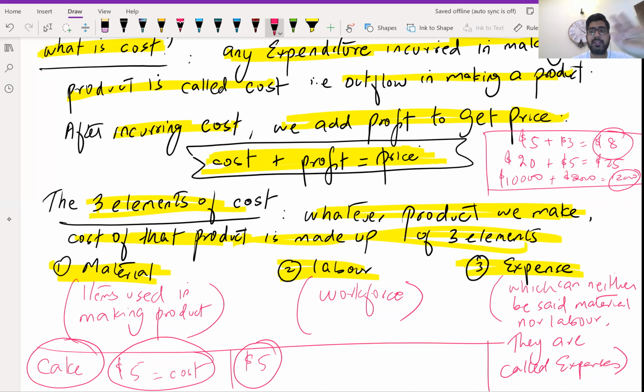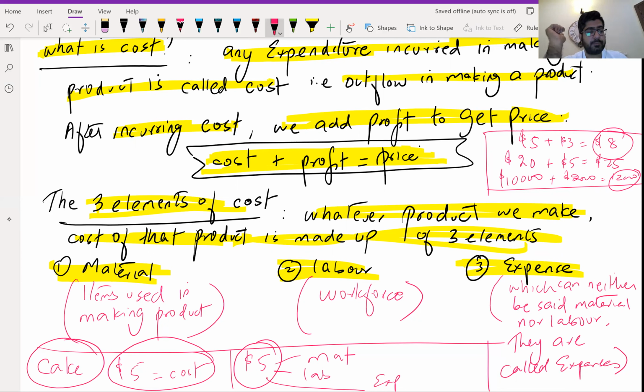It will always be made up of three things. Were some items used in making cake? Yes. Flour, eggs, butter, sugar, some items were used in making cake. That is called material. Was some worker involved in making cake? Yes, labor. Did making of cake require the consumption of some electricity or gas? Yes. So you cannot say electricity or gas is my material. No, they're not items used. You cannot say they are my workers. They're not your labor. You can call them expense. Now challenge, find a fourth item. You can't. Because whenever a product is made, the cost is always made up of three things: material, items used; labor, workers; and any other thing, expense.